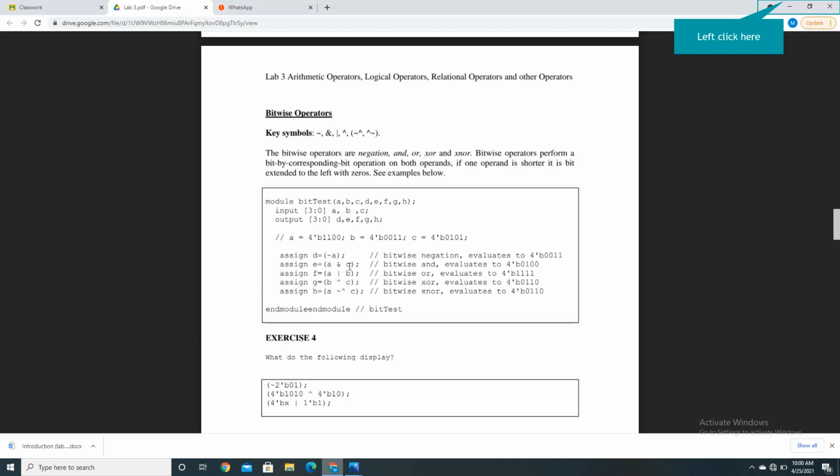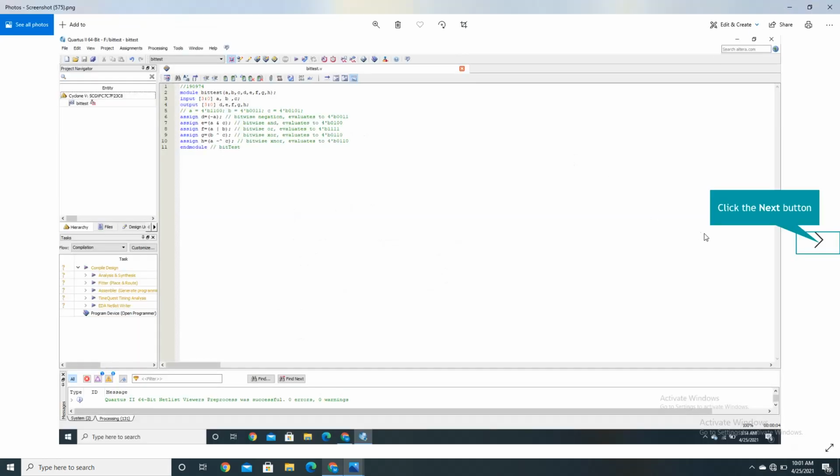Then we have the AND gate. This will be representing AND, this will be representing OR, this will be representing XOR, and this will be representing the XNOR operation. So let's see the results and output.